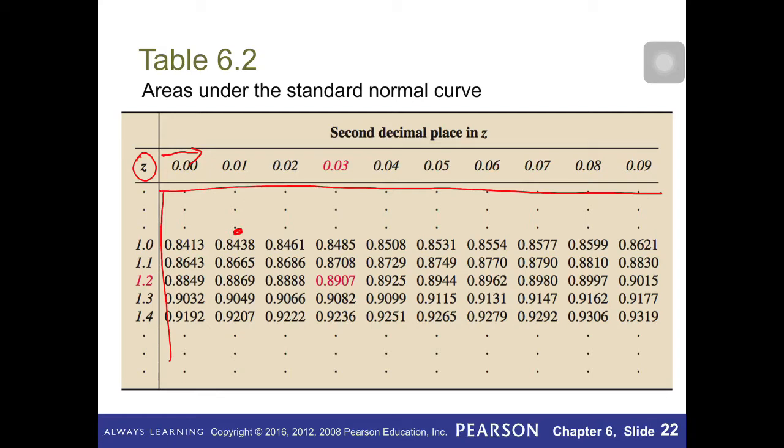Let's see how we find a value. Suppose I need to find the area for the value 1.23. I need to find the area for 1.23, or you can say the probability, because I told you area equals probability.